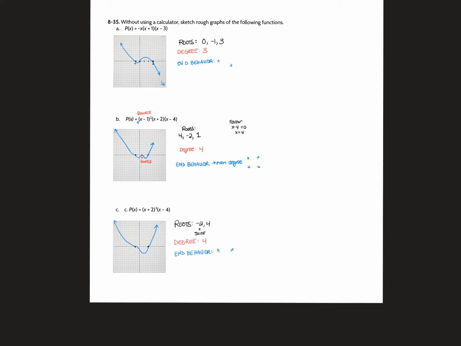So then when we look at C, we can see that because there's no negative out in front of this, we know it has a positive orientation, which means the right side points up. And then once we figure out the degree is an even degree, we know that the two sides have to point in the same direction. So these are things that can help us come up with our graphs. Also notice in C there is a slide right here at -2. So you want to kind of try to graph that as best you can.